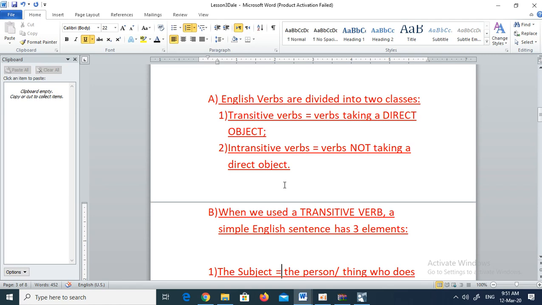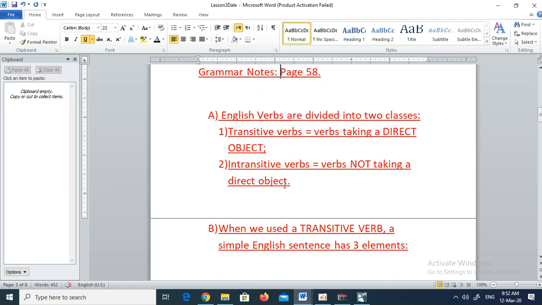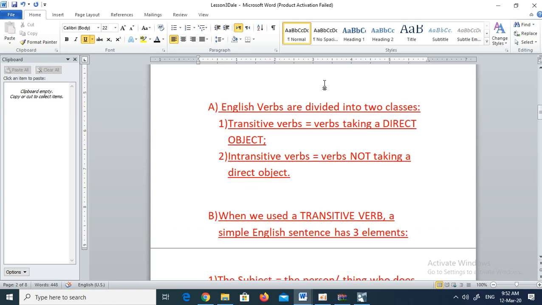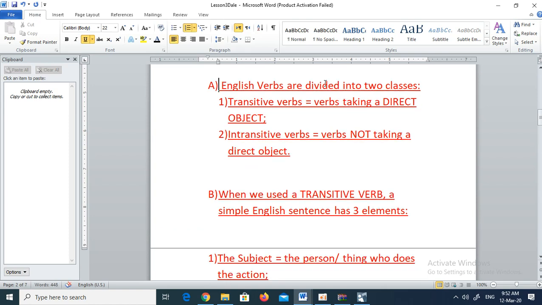A transitive verb is a verb that takes a direct object. An intransitive verb is a verb that does not take a direct object. You don't have to write all this down. All you have to do is listen. I'm not asking you to write grammar notes today. All right. So, English verbs are divided into two classes: transitive verbs, which take a direct object, and intransitive verbs, which don't take a direct object.